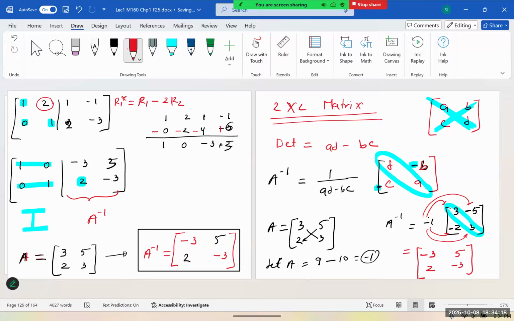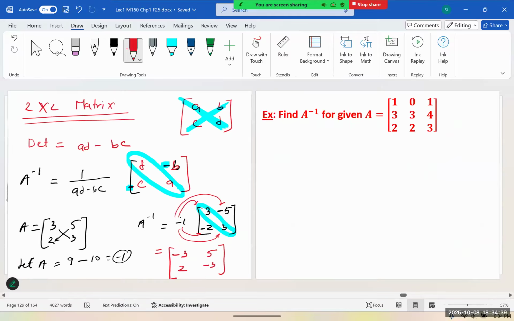Any question? Did I lose you guys? Who is lost? Is there anyone who is very lost and has no idea what we are doing? No? Then let's try a 3 by 3.